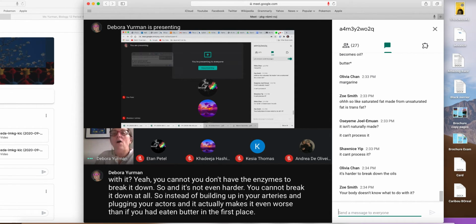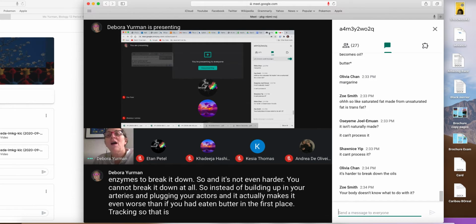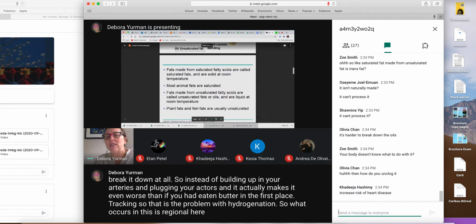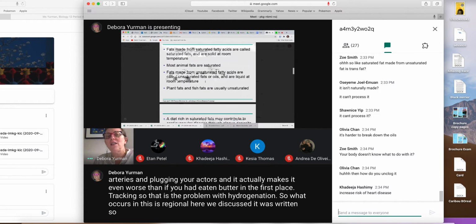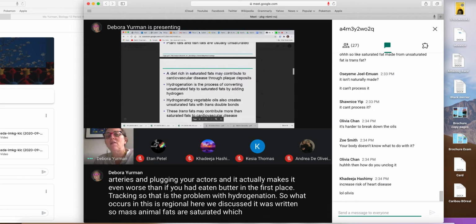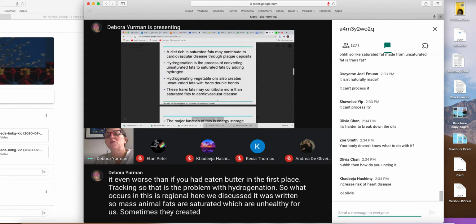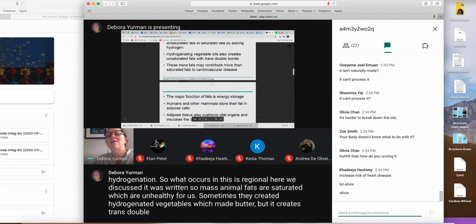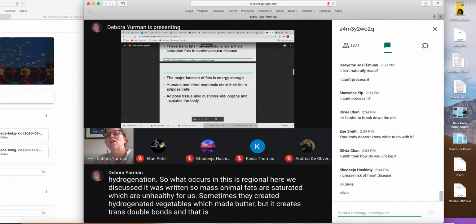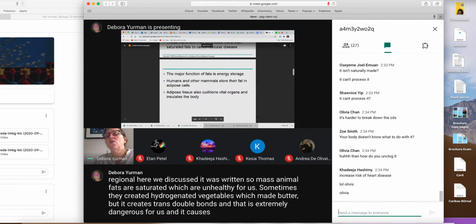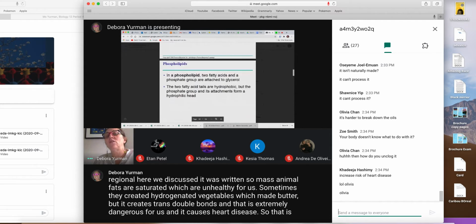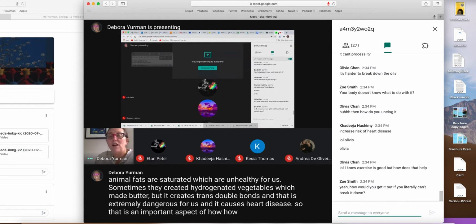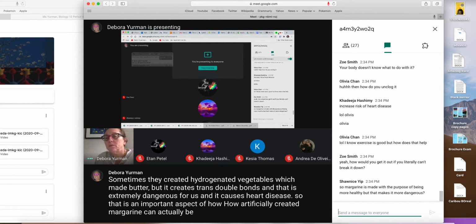Exactly. So that is the problem with hydrogenation. So what occurs, and this is written all here, we discussed it, but it's written. Most animal fats are saturated, which are unhealthy for us. Sometimes they created hydrogenated vegetable oils, which made butter, but it creates trans double bonds, and that is extremely dangerous for us, and it causes heart disease. So that is an important aspect of how artificially created margarine can actually be worse for you.